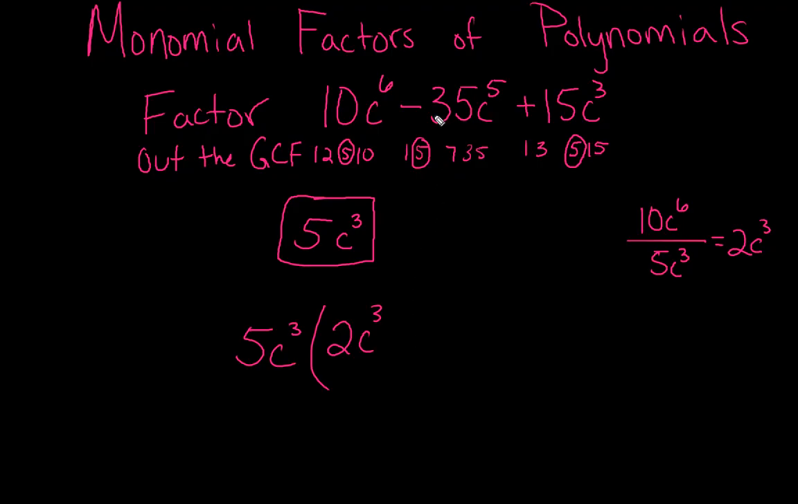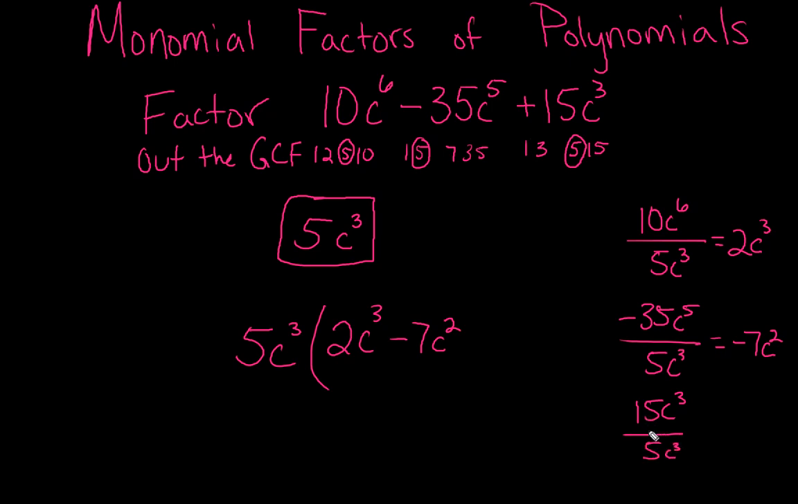Following this, we are going to take out from the negative 35c to the 5th divided by 5c to the 3rd. Negative 35 divided by 5 is negative 7. And c to the 5th divided by c to the 3rd is c squared. So it's minus 7c squared. And then finally, our last term is 15c to the 3rd power. When we divide that out, 15 divided by 5, of course, is 3. And c to the 3rd divided by c to the 3rd is just 1. So we're left with positive 3.